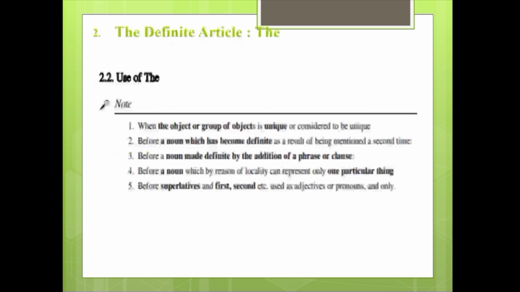With regard to the use of the, the is used when the object or group of objects is unique or considered to be unique. It is used before a noun which has become definite as a result of being mentioned a second time. The is used before a noun made definite by the addition of a phrase or clause. It is used before a noun which by reason of locality can represent only one particular thing. Lastly, the is used before superlatives and first, second, etc., used as adjectives or pronouns, and only.